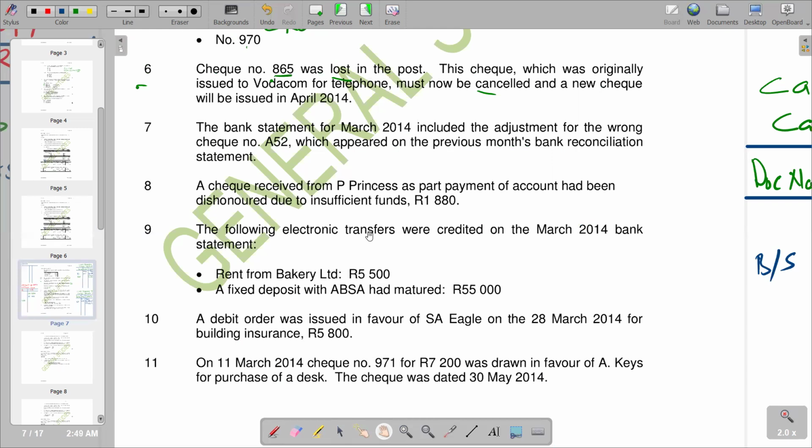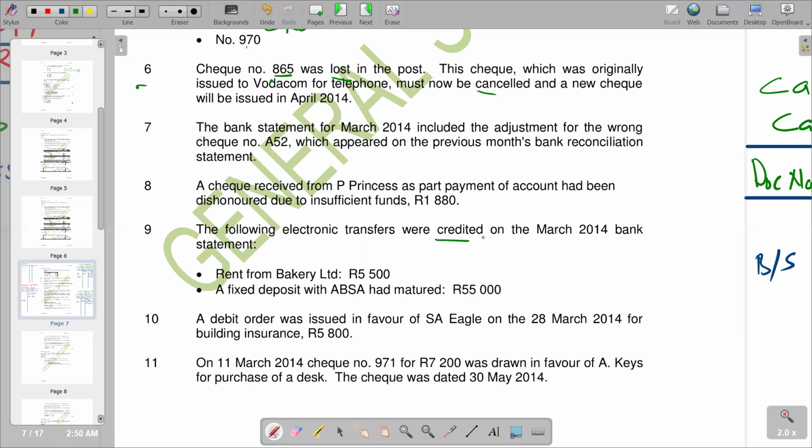The following electronic transfers were credited on the March 2014 bank statement. So we've got 5,500 from Baker Limited, and then we have a fixed deposit with Absa, it matured, which is 55,000. So these ones are appearing on the bank statement, but they are not there in our journals. So we are receiving money there. And the key term that we have there is that they were credited.